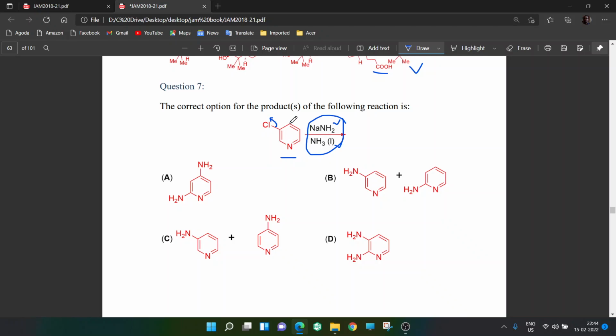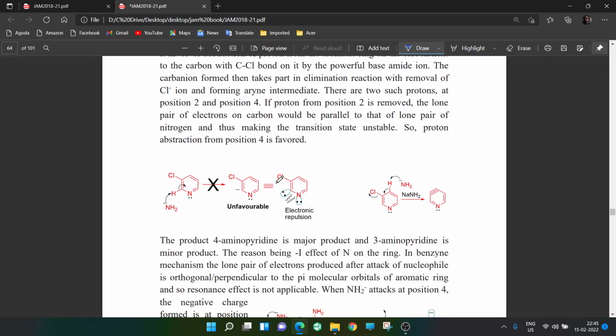Okay, so at the alpha carbon you have the proton. This proton will be taken away and you get a triple bond here. Now alpha to it, two types of protons are there: one is this proton, and one is this proton. If you remove this proton, what happens? You get, for some time, a negative charge here.